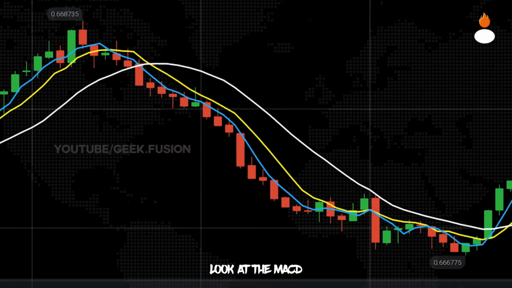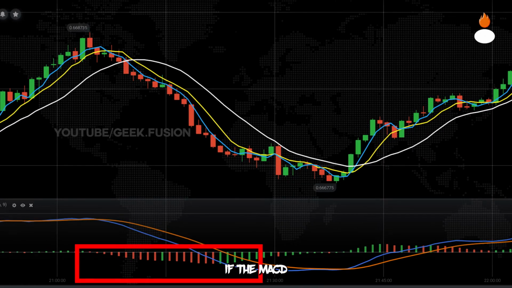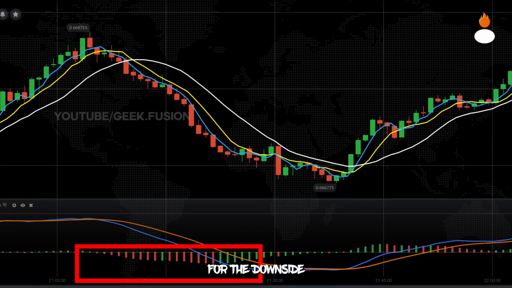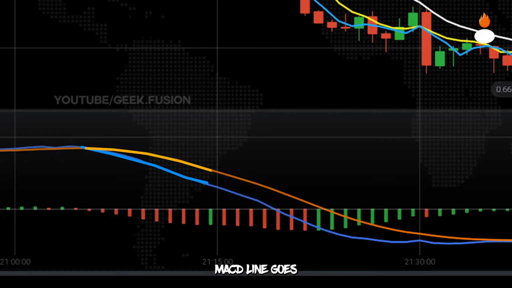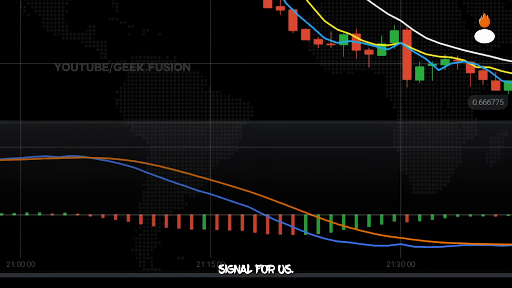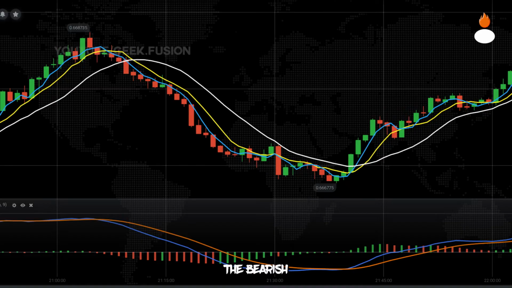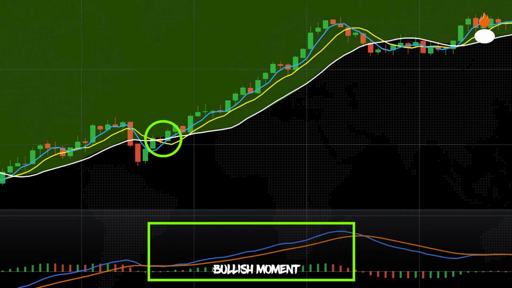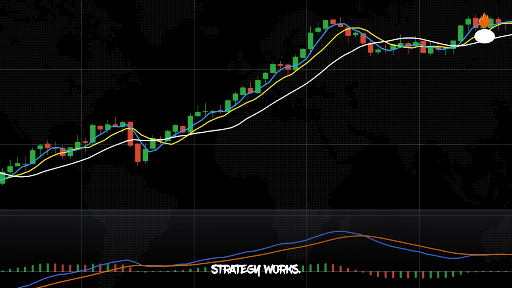Thirdly, look at the MACD indicator. If the MACD histogram creates red signs for the downside, and also the blue MACD line goes below the yellow MACD line, that's another bearish signal for us. So, in this position, the bearish signal is confirmed 3 times. So in these kinds of times, we can open a trade to the downside. And this is an example of a bullish moment that we can recognize from this strategy. I hope now you can understand how the strategy works.